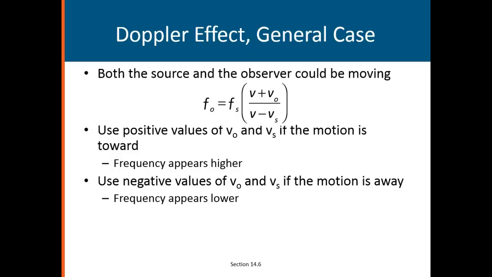In this case, the observer is moving toward the source because the V naught is positive, is plus. And in this case, the source is moving toward the observer, and that's why you put a minus down here. So in this case, your numerator is getting bigger, the denominator is getting smaller, so the frequency of the observer is even heightened above what it was before. It's actually higher. You use positive values of V sub 0 and V sub S when the motion is toward.